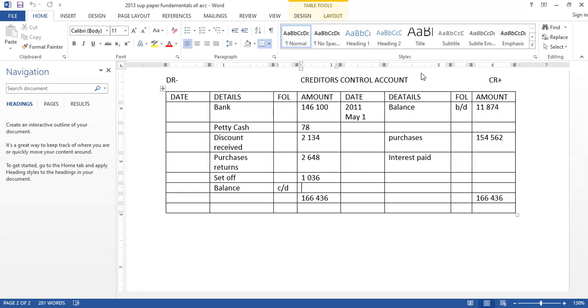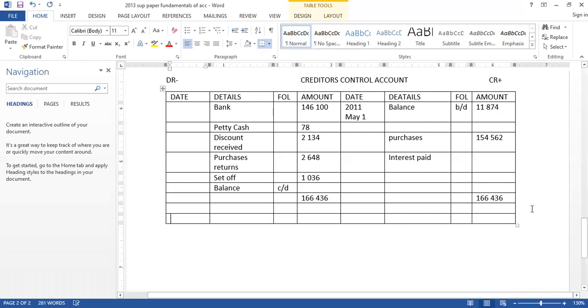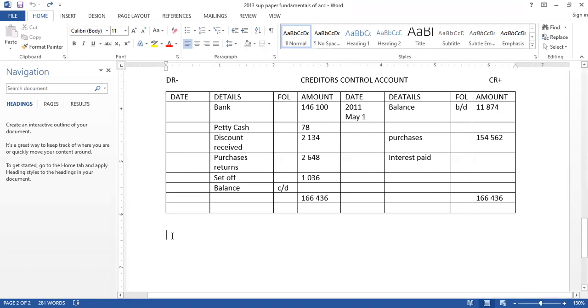But I'll still go through the questions and then get back to you once I get the reason why it was not balancing, because it has to balance. So for now we'll move on to the next question, which is question 3. So we are starting off with question 3.